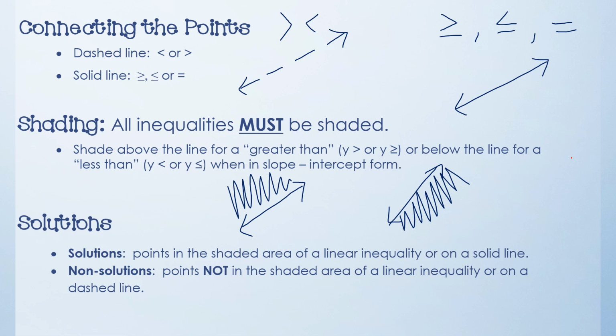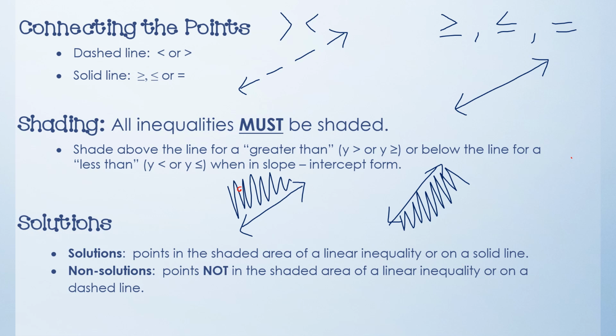If it's an inequality, it has to be shaded. The solutions are going to be any coordinate that is in that shaded region. So if I'm looking at these that I drew above, a point here would be a solution. A point here would be a solution, okay? Any point that falls in that shaded region is a solution to the inequality.